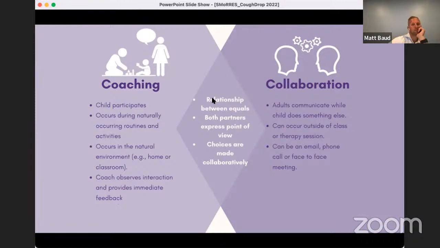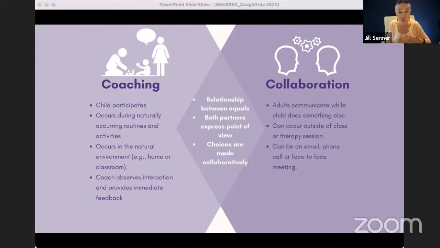Some of the other coaching that you may be familiar with out there is really something that we think of more as collaboration. This is when the adults communicate while the child does something else. It can occur outside of the classroom or therapy session. It can be an email, phone call, or face-to-face meeting. But there is a lot of overlap, right? In the middle, we have there in white. Both of these are a relationship between equals. Both partners express their points of view and choices are made collaboratively.